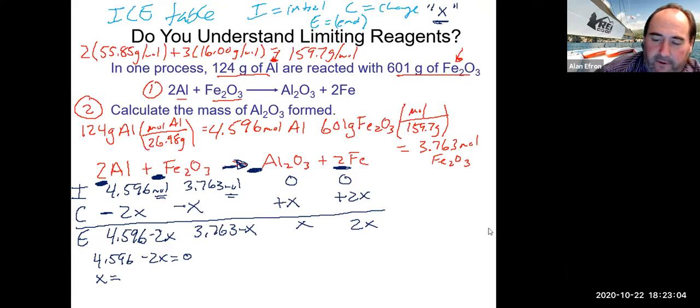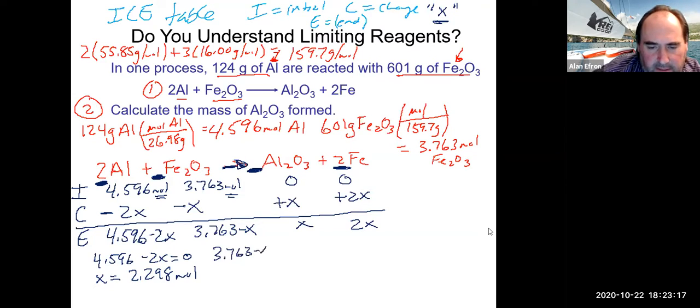So 4.596 divided by 2 gives me 2.298. And these are moles, by the way, when you solve for x. If I set this guy equal to 0, x is going to equal 3.763 moles. Any questions on that? So again, just bring the 2x to the other side, divide by 2, gets you both of those.